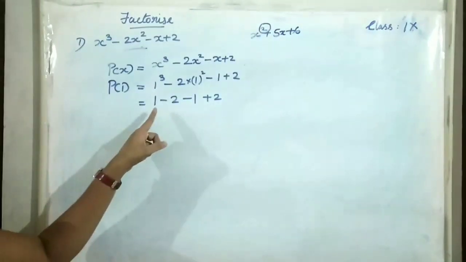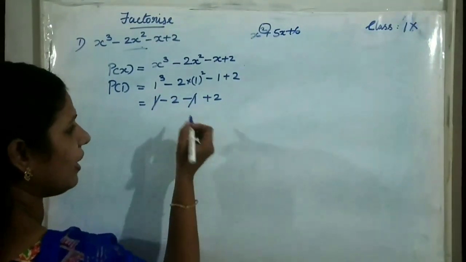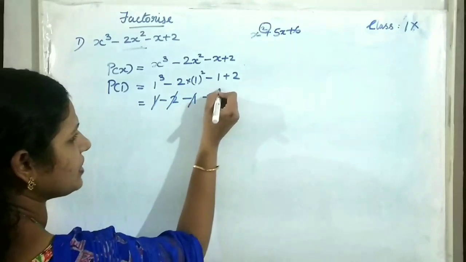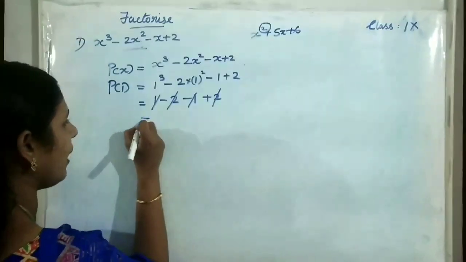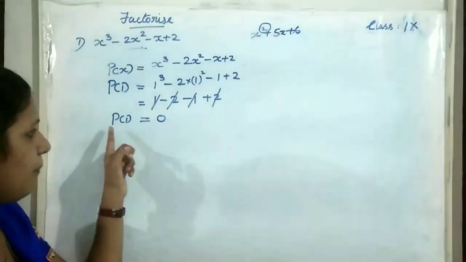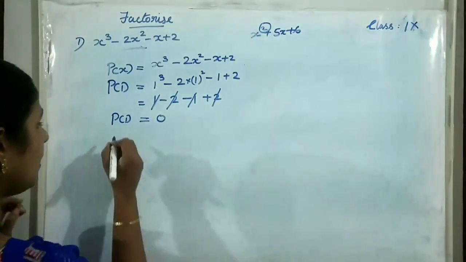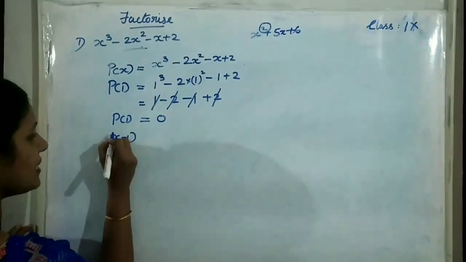Here we get 1 minus 1, so they cancel each other. And minus 2 and plus 2 also cancel each other. So we get the value p of 1 equal to 0. p of 1 equals 0. Then by the factor theorem we can say that x minus 1 is a factor.